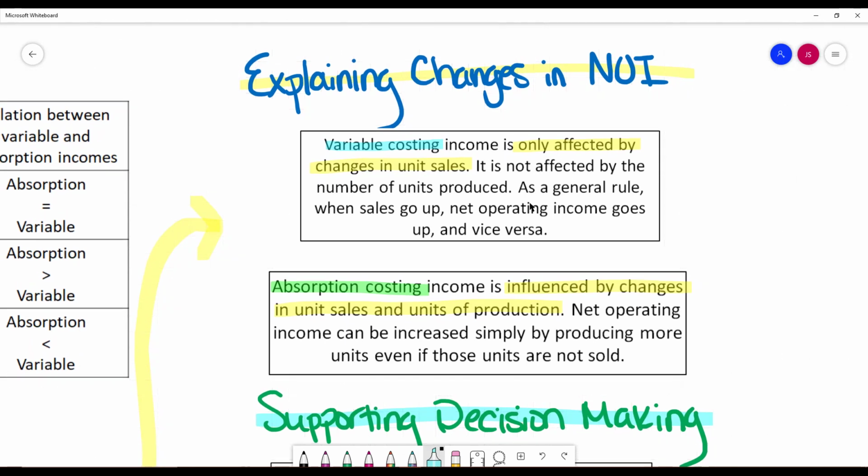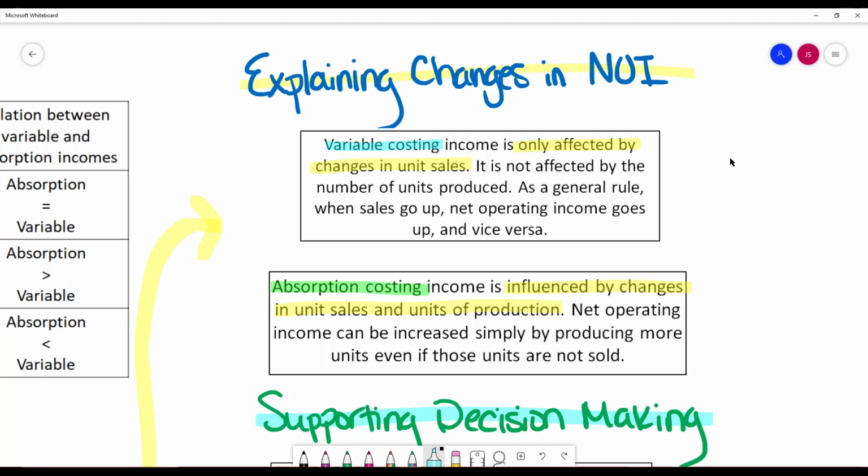Explaining changes in net operating income. We know from Chapter 5 that variable costing net operating income is only affected when unit sales change, all other things held constant. It's not going to be affected by the number of units produced. Even from last chapter, we saw that when sales go up, your contribution margin goes up, and when your contribution margin goes up, so does your net operating income.